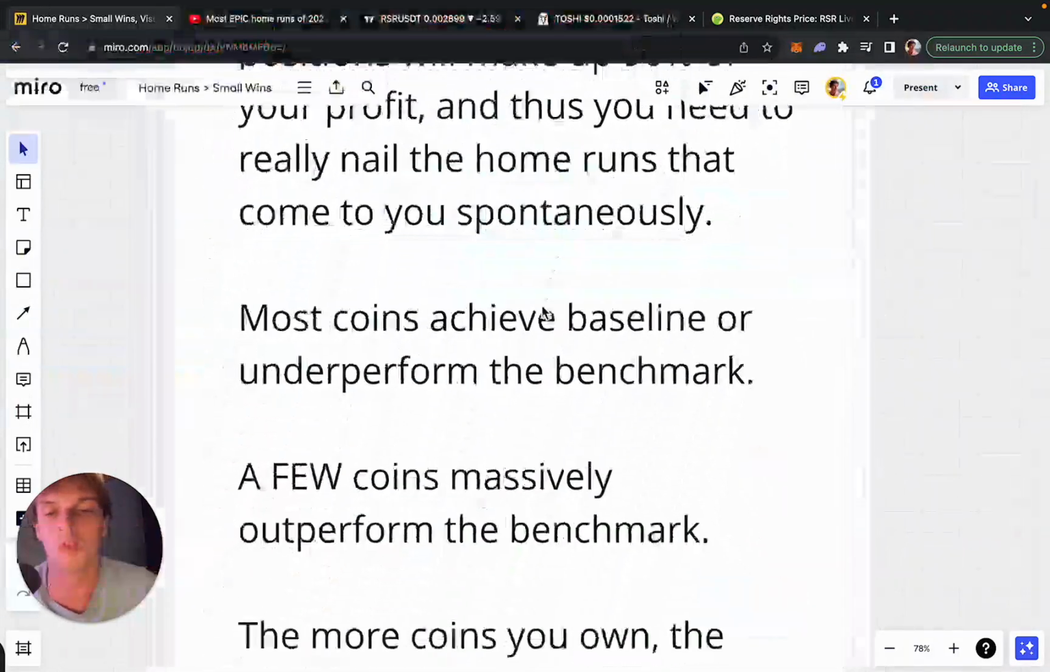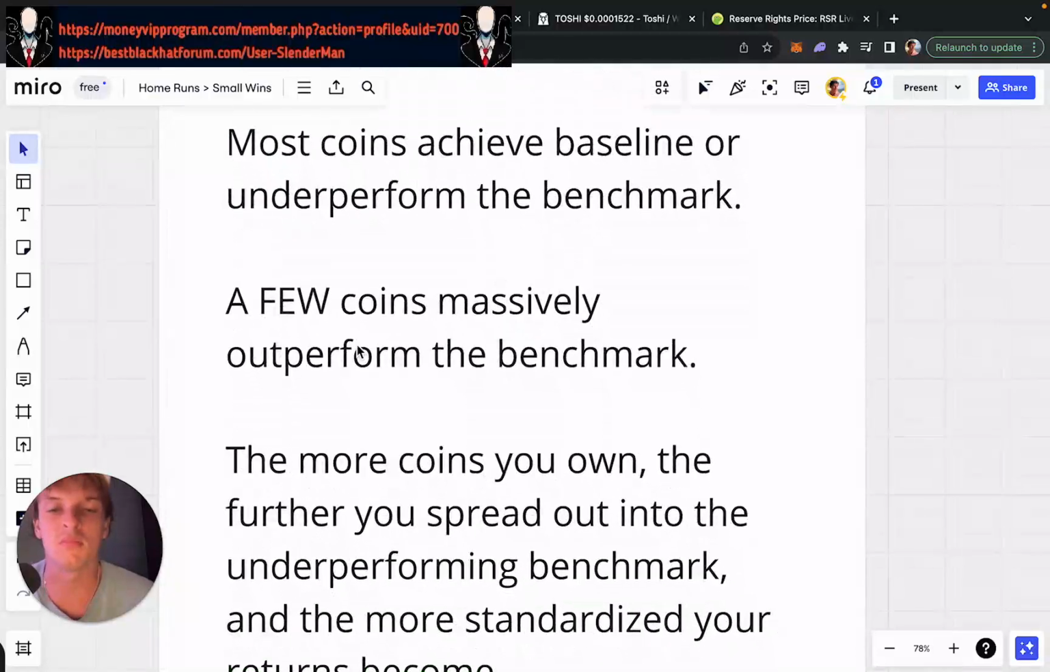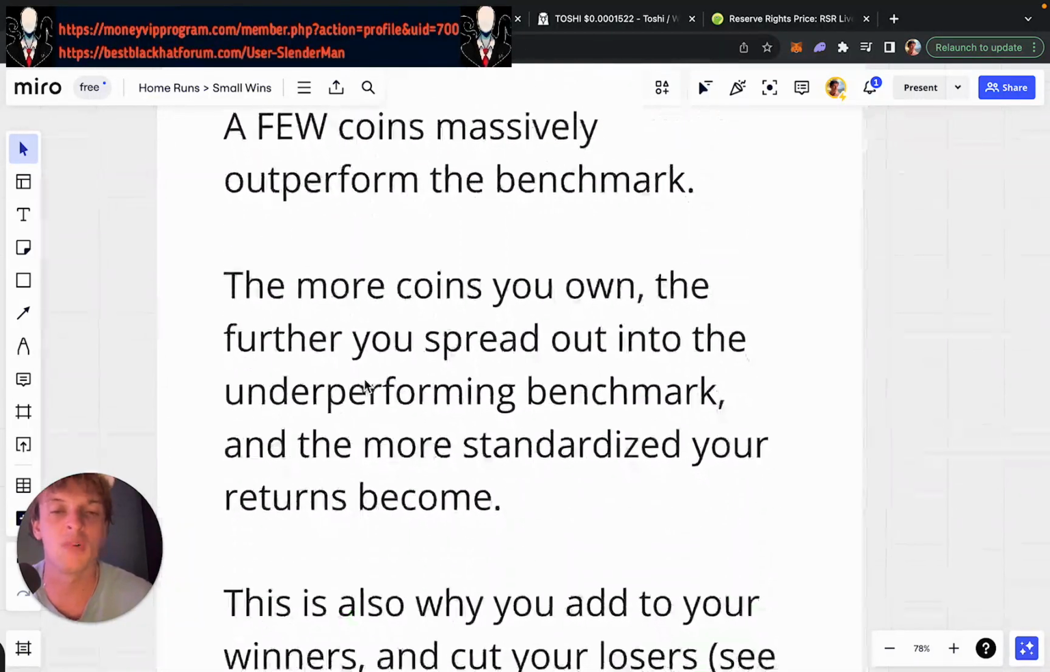Most coins achieve baseline or underperform the benchmark sort of returns. A few coins massively outperform the benchmark. The more coins you own, the further you spread out into the underperforming benchmark, and the more standardized your returns become. Because when you think about it, you have the capacity to maybe identify 4 kingmaker home run trades or investments. So if you try to buy more coins, there's less chance that all of them are the kingmaker. Let's say you have 10 coins and you're only able to find 3 home runs, right? 3 out of 10, 30% hit rate.